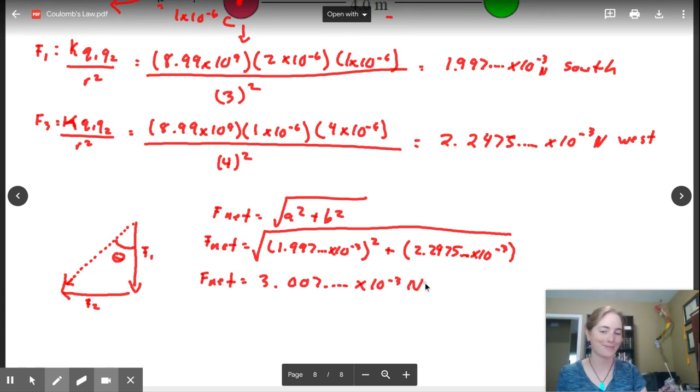Okay. We now need a direction, because I said net force in that question. I did not say magnitude, so I want a direction, because force is a vector. So, my theta, I'm going to be using my tangent.